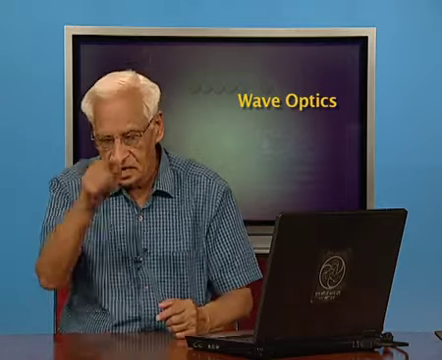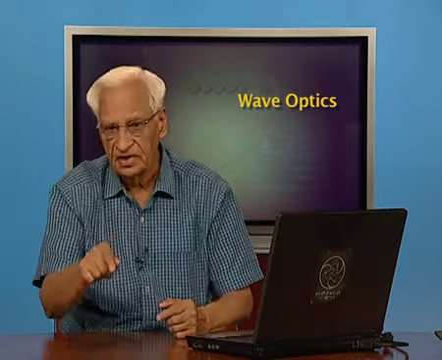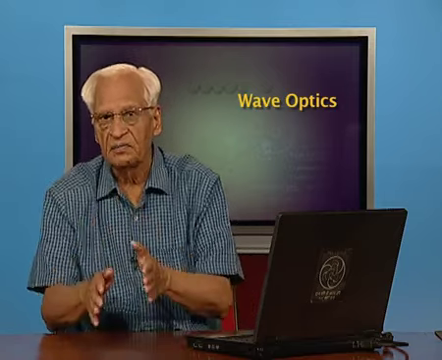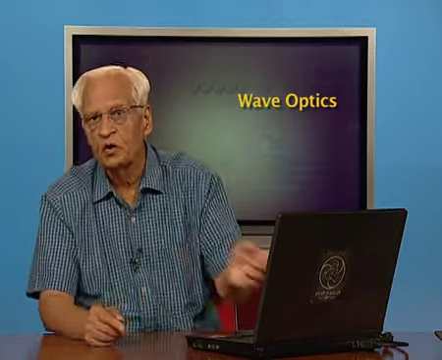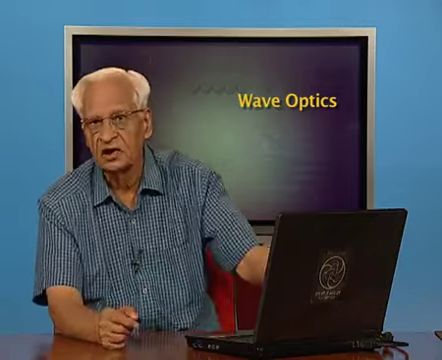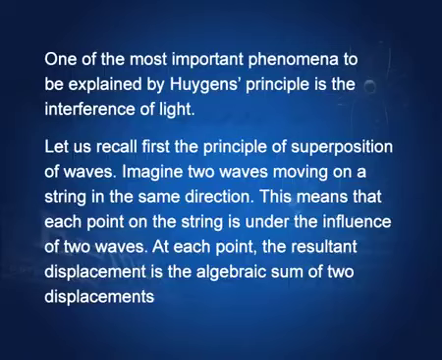So, it is under the influence of two waves, and the displacement of this particle would be the algebraic sum of the displacement of the two waves. That is the superposition principle which you have learned earlier. So, this means that each point on the string is under the influence of two waves. These are waves on a string. At each point, the resultant displacement is the algebraic sum of two displacements.